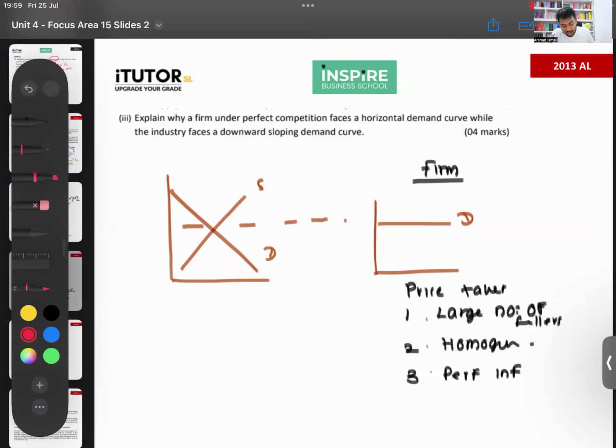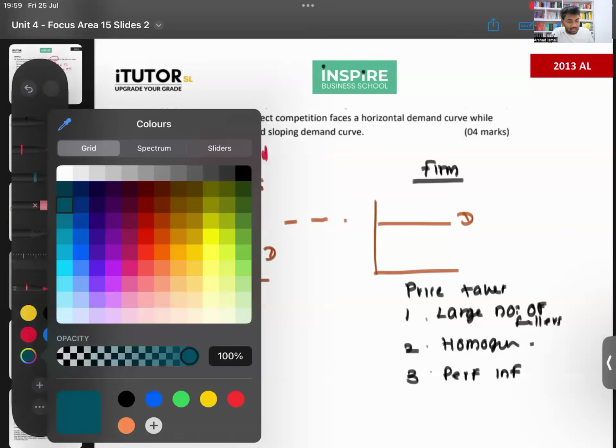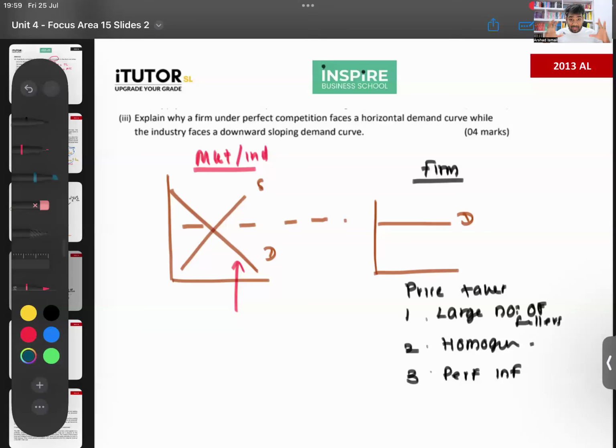But why does the market not have a horizontal demand curve? Why is the market, or in other words the industry demand curve, downward sloping? Because if you take the market, the market is not a price taker. If you put all the paddy farmers together, that is the paddy market or the paddy industry. The paddy industry doesn't have to take the price of another one. If you take the entire industry, it has the power to set its own price. Why does it have the power to set its own price?